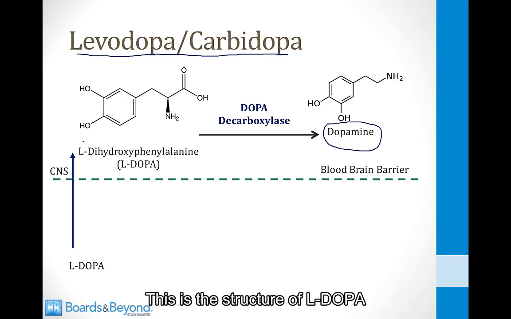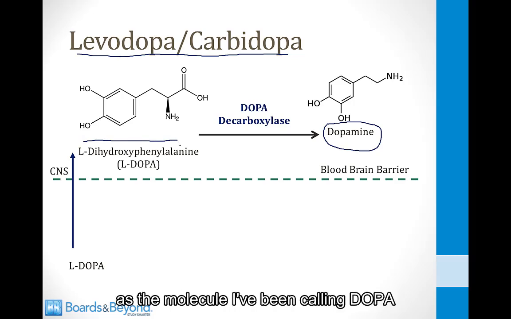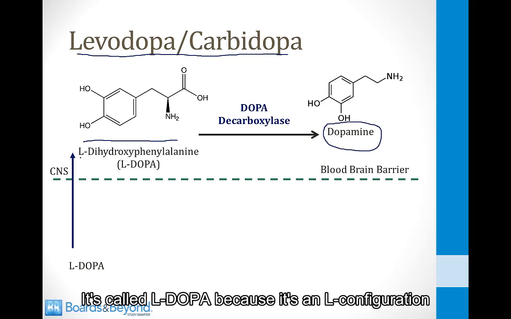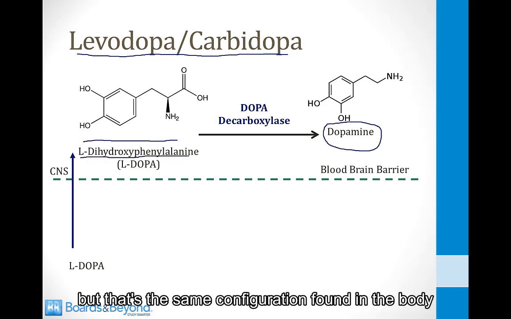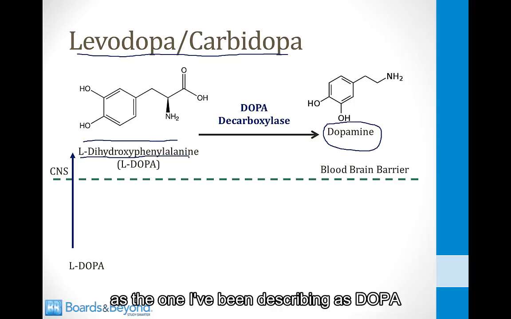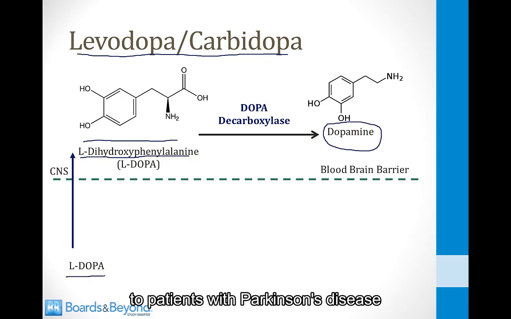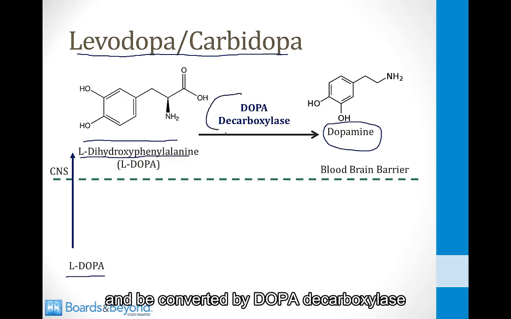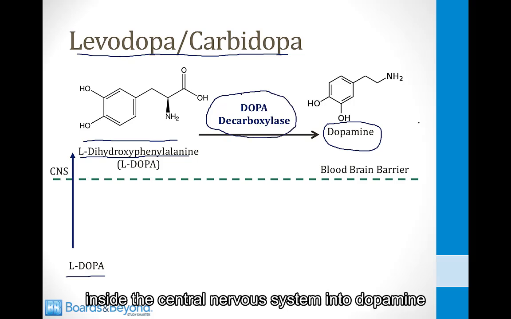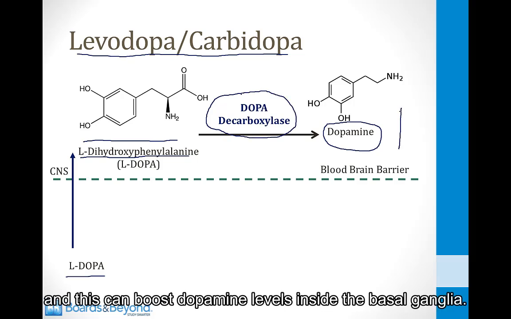This is the structure of L-DOPA on the left side of the screen here. It's the same structure as the molecule I've been calling DOPA on the last few slides. It's called L-DOPA because it's in the L configuration, but that's the same configuration found in the body, so this is the same molecule as the one I've been describing as DOPA on the last few slides. You can administer L-DOPA to patients with Parkinson's disease, and it can cross the blood-brain barrier and be converted by DOPA decarboxylase inside the central nervous system into dopamine, and this can boost dopamine levels inside the basal ganglia.